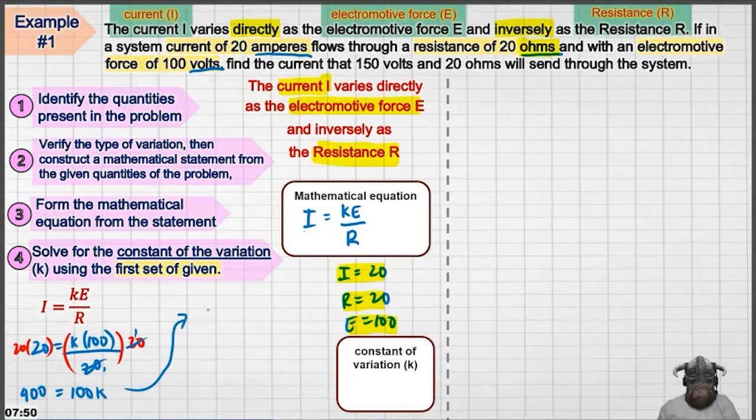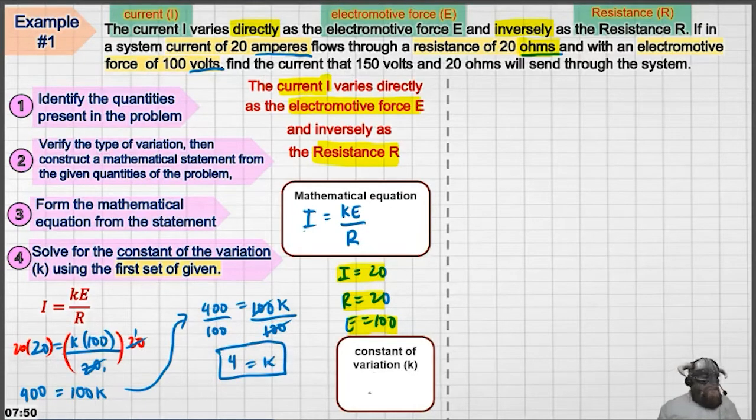So simplify lang natin yan. Sulat natin dito, 400 is equal to 100K. So divide both sides by 100. So 100K is equal to 4. So our constant of variation K is equal to 4.